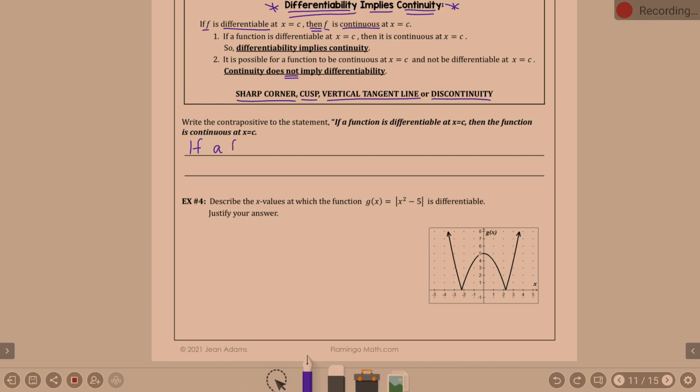If a function is not continuous at x equals c, then the function is not differentiable at x equals c.